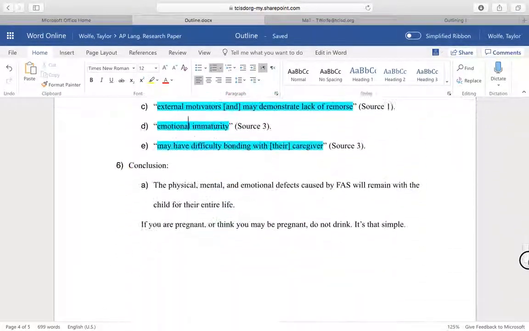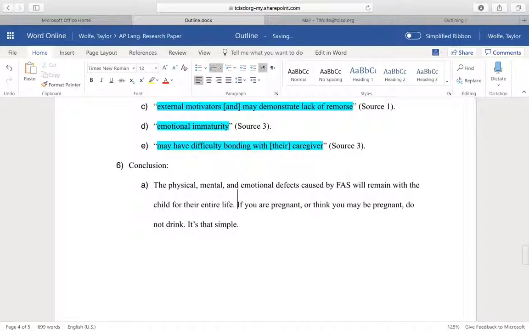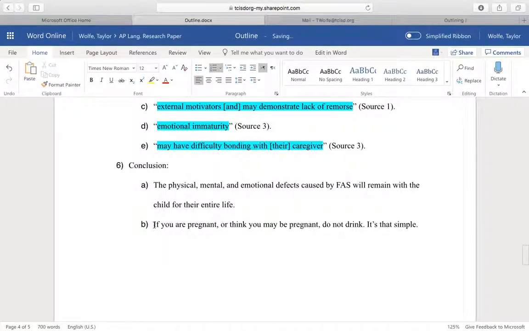And then here's the conclusion. The physical, mental, and emotional defects caused by FAS will remain with a child for their entire life. So this is the thesis, but it's not written the same exact way. It outlines the physical, the mental, and the emotional defects, and it hits on the longevity of the issue, meaning it's permanent. And that this is point B, which is my call to action. If you are pregnant or think you may be pregnant, do not drink.